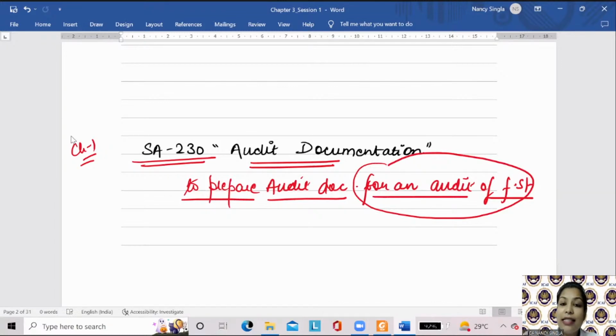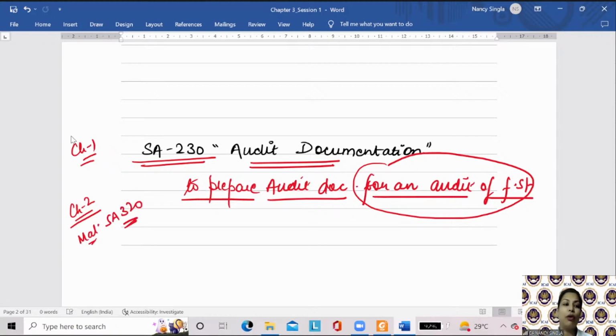So it is not as such saying that for planning an audit of financial statement, for performing an audit, or with respect to materiality. It is saying for an audit of financial statement. So throughout the conduct of audit, whatever work the auditor is going to perform, whatever audit evidence he is going to obtain, and whatever conclusions he is going to draw, the auditor needs to maintain what? Audit documentation, right?